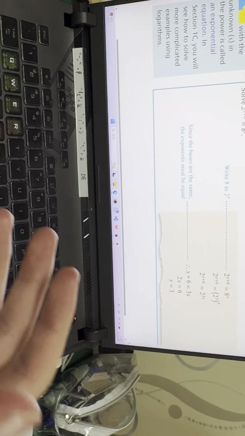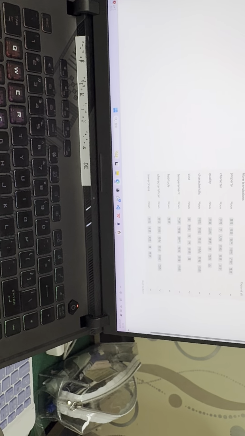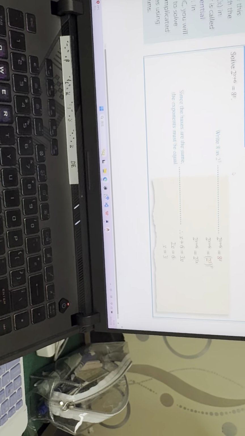We will face many problems which need this property of exponents, and then we can solve some equations.